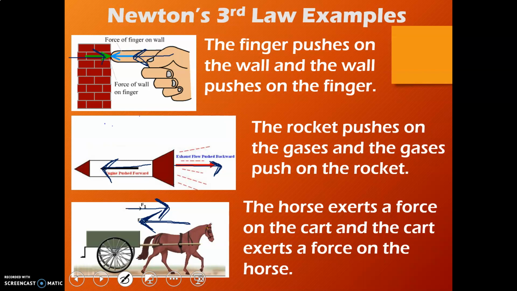Action-reaction is between two objects, and with these two objects, the forces are being applied to each other, equal and oppositely. So the horse is applying a force on the cart, and the cart is then applying a force onto the horse.